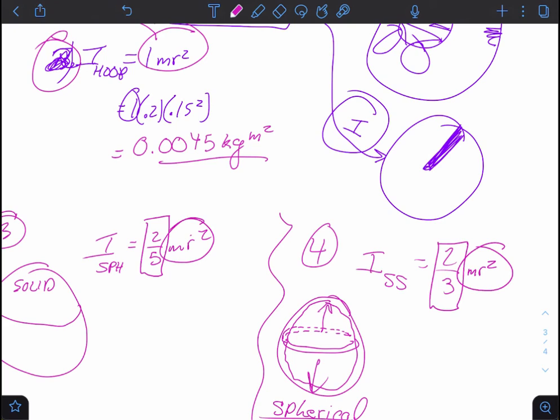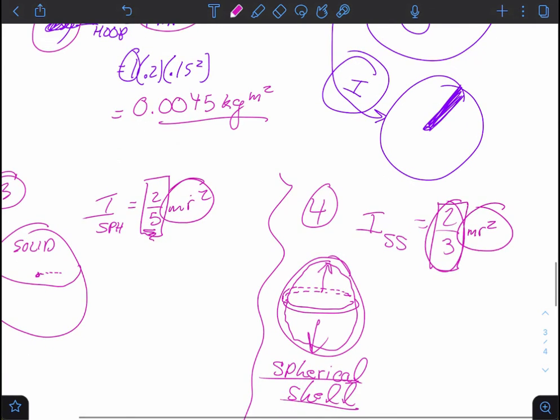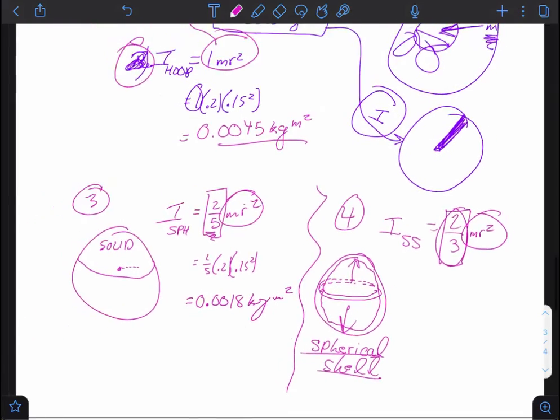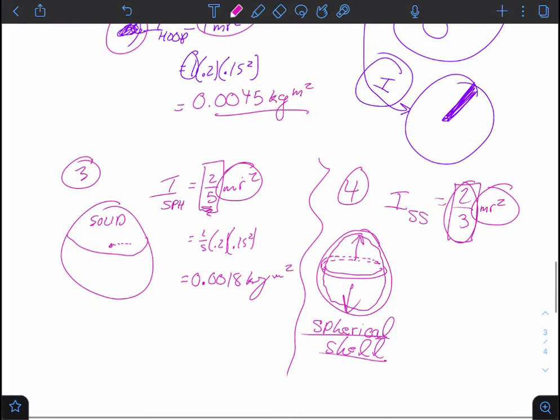In a solid sphere, the weight is about 2/5 the way out. And in a spherical shell, it's about 2/3. So then we can just plug it in. 2/5 times 0.2 times 0.15 squared. And that's going to be... oh, goodness gracious me. 0.0018 kilogram meter squared, which is the least we've had so far.